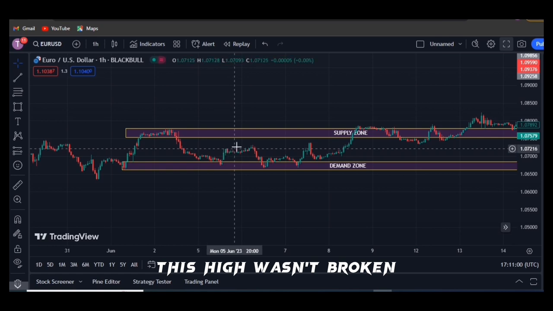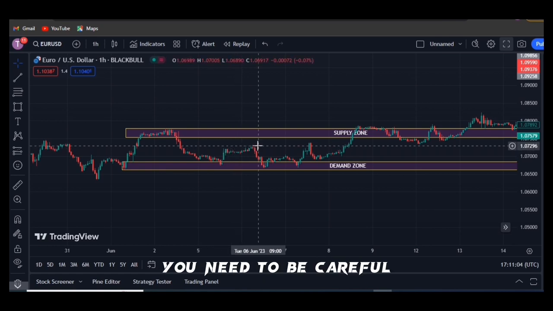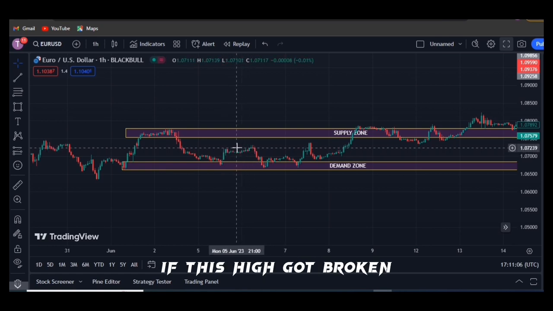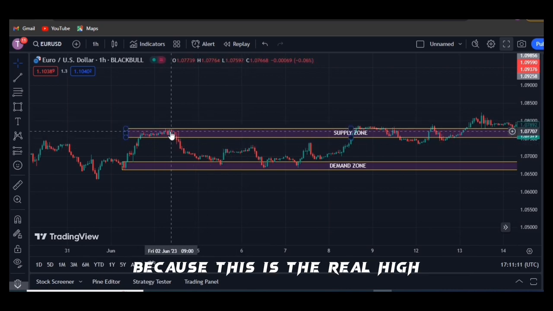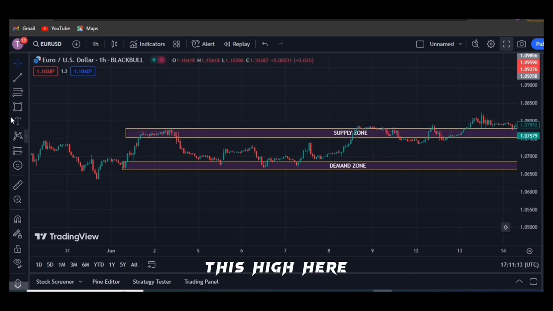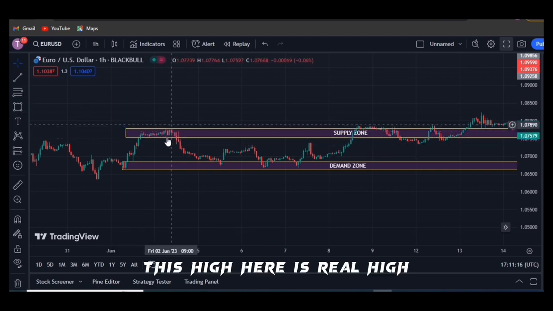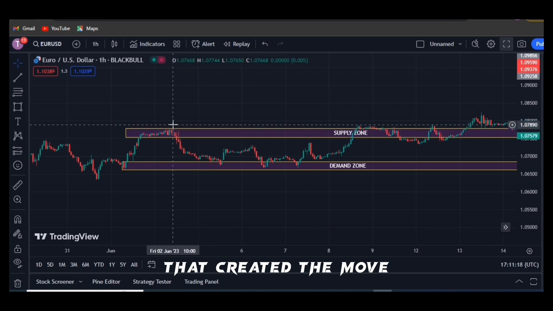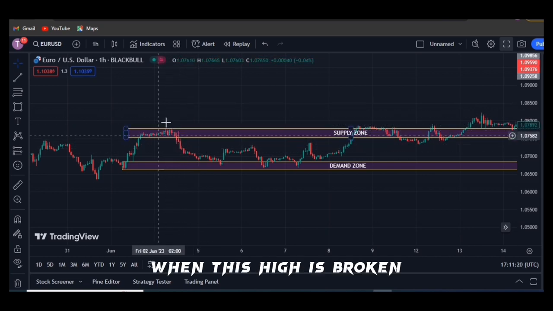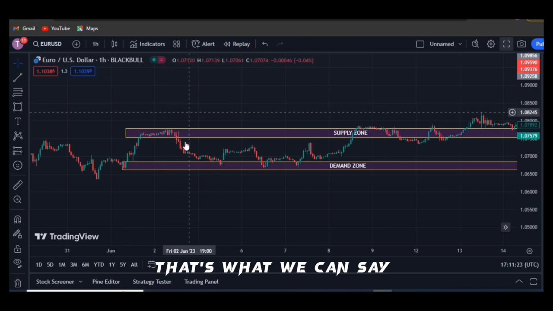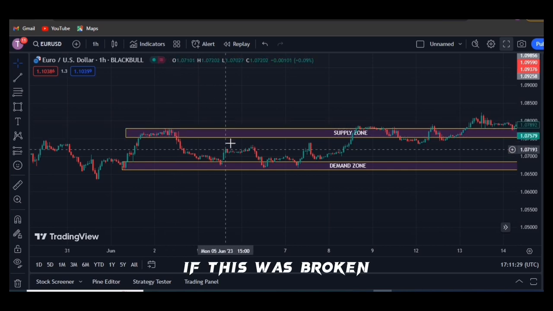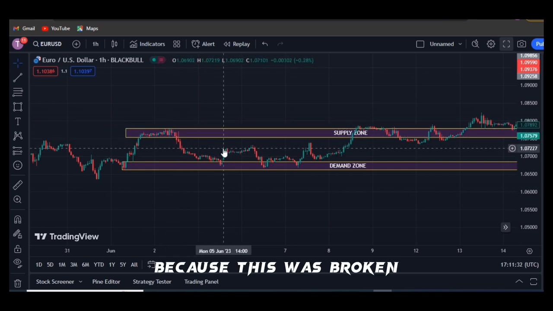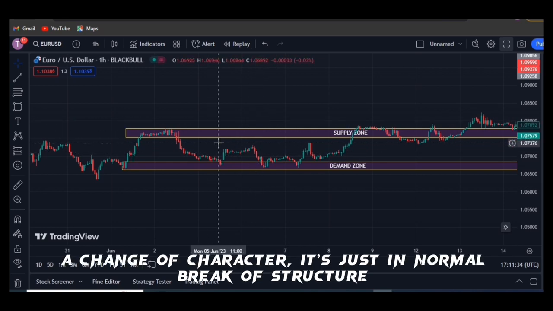This high wasn't broken. And one thing, guys, you need to be careful. If this high got broken, it doesn't signify a change of character, because this is the real high. This high here is the real high that created that move. It's until this high is broken that we can say we have a change of character, that the price is trying to adjust to the upside.